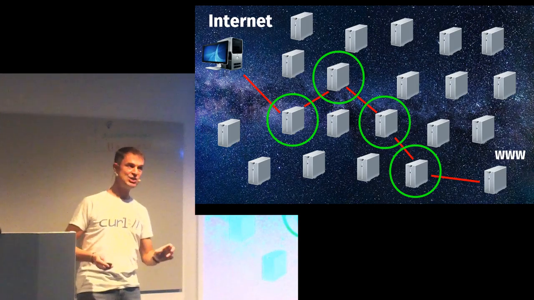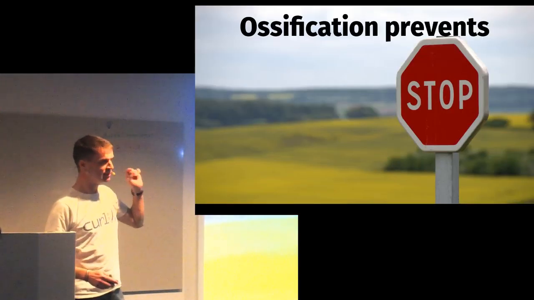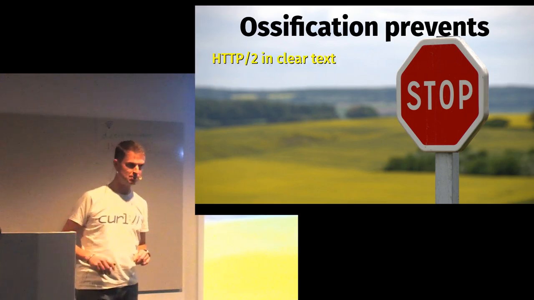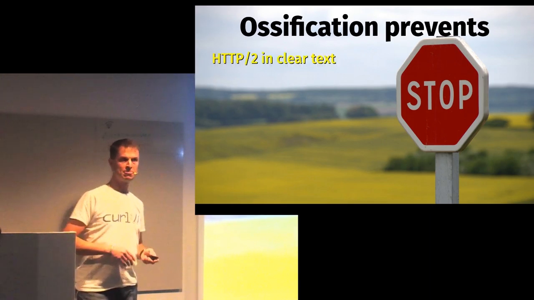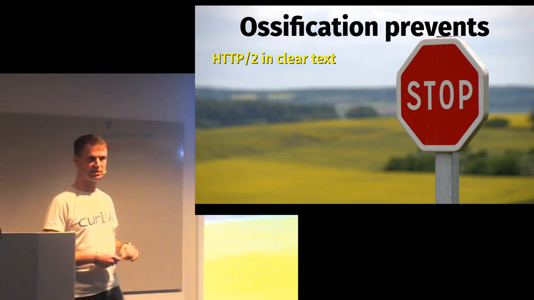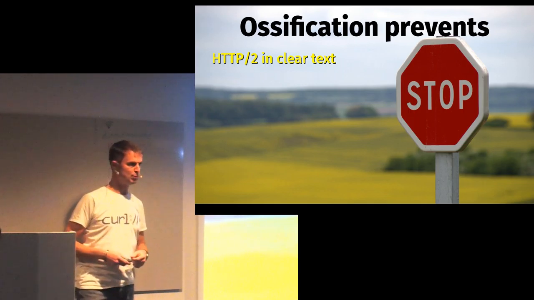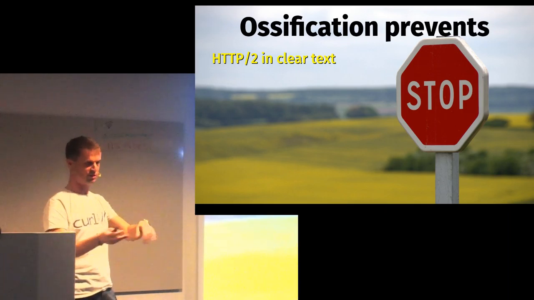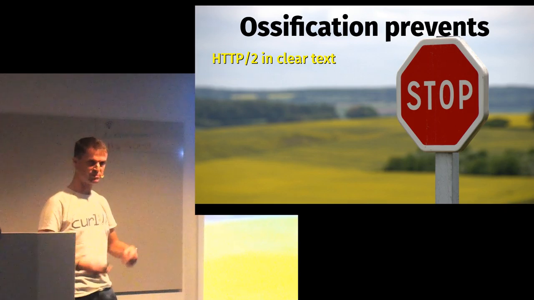So this ossification means that these boxes that are never upgraded make sure that we never do HTTP in clear text over the internet, for example, because you know HTTP 1 was in clear text. It was done over TCP on port 80. That's how you send an HTTP request, GET / HTTP/1.1, blah, blah, and a response back.